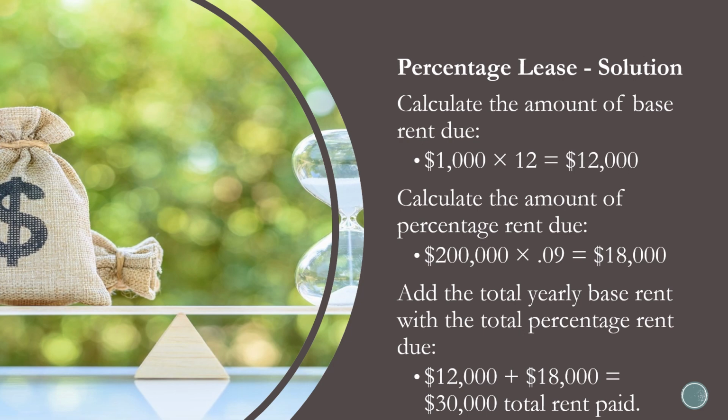You can add the two together, add the total yearly base rent with the total percentage rent due in order to obtain the total rent due, or the rent that in this case Walter paid landlord Lincoln. So we have $12,000 plus $18,000 to equal $30,000 in total rent paid.